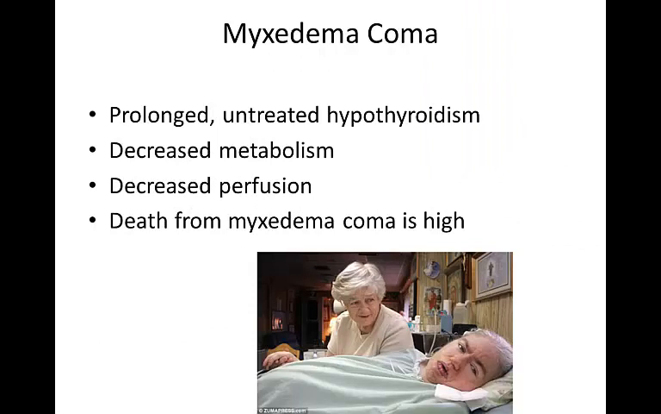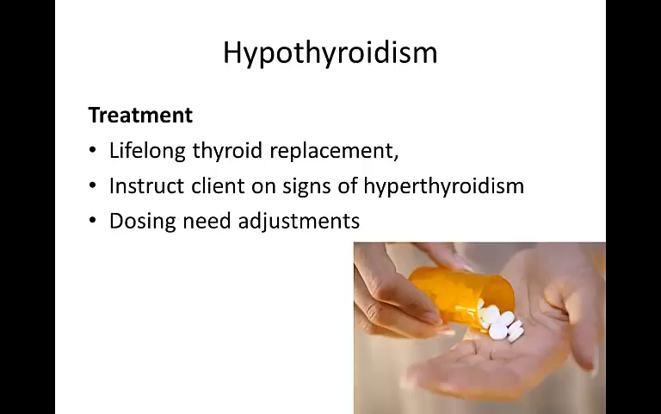Myxedema coma is relatively rare but does exist, and it occurs when the patient is not treated. They may develop an undiagnosed hypothyroidism and then have a precipitating infection or other systemic disease. So there's decreased metabolism, which affects heart tissue, decreased cardiac output, and decreased perfusion to the brain and vital organs. The decreased perfusion makes slowed metabolism worse, resulting in tissue and organ failure. Death from myxedema coma is high.